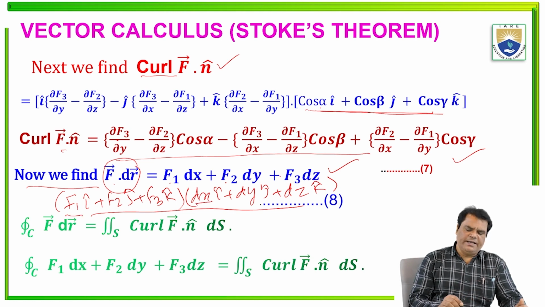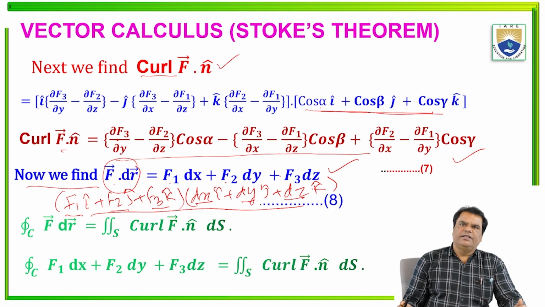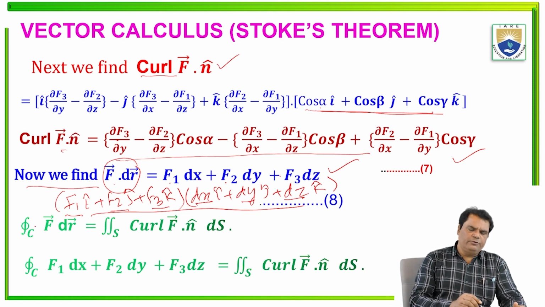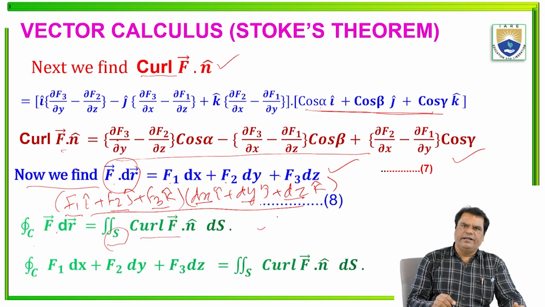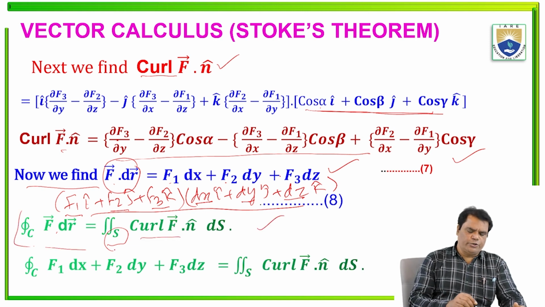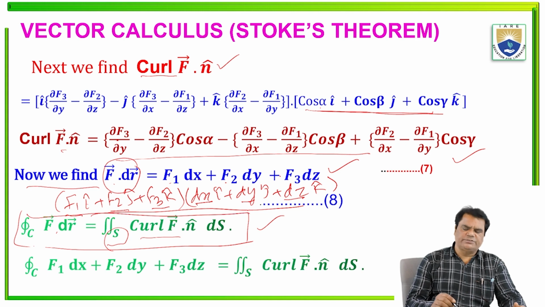This f1 multiplies dx, i dot i is 1. This f2 multiplies dy, j dot j is 1. This f3 multiplies dz, k dot k is 1. Then we find this result. So now the integral under curve C of f dot dr equals the double integration under surface S of curl f dot n dS. This is the Stokes theorem. The formula of Stokes theorem is this.